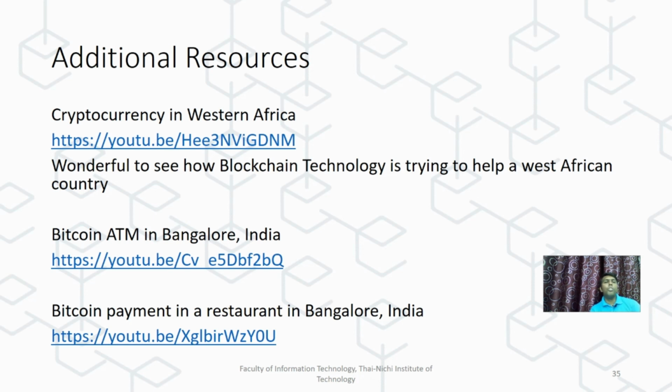So there are some additional resources. These YouTube videos are helpful for you to know more about various implementations. There are some Bitcoin ATMs in Bangalore in India. Bangalore is like the Silicon Valley of India, and a Bitcoin payment restaurant is also available there. So it's actually an eye opener for any retailers wanting to enter the blockchain stream. Then we have cryptocurrency in Western Africa. That video is also given in this slide.